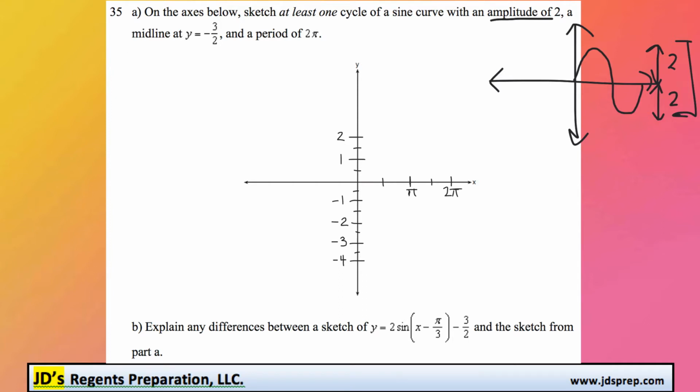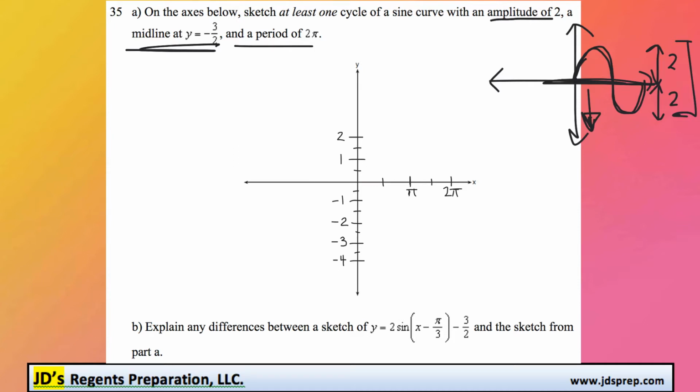Now we do know the midline is at y equals -3/2. Normally, sine of x just has a midline at y equals 0. You can see that in this example here. So if the midline is at -3/2, we're basically translating this downwards, and a period of 2 pi. That's normal for sine of x, the period being the x distance it takes to repeat itself, or the length of one cycle.